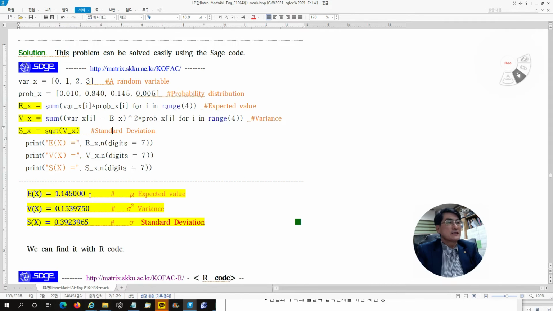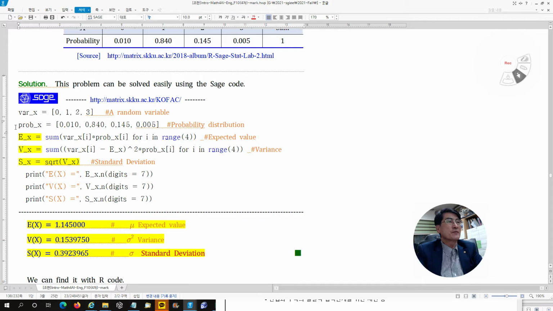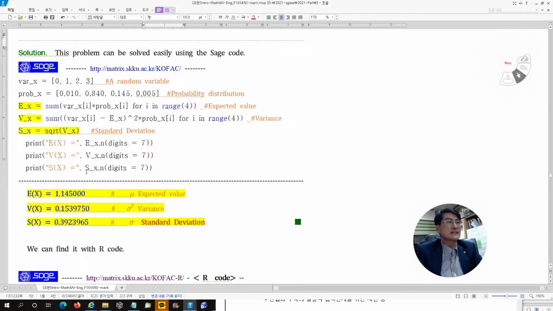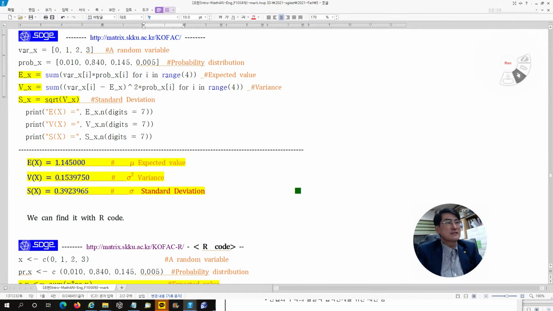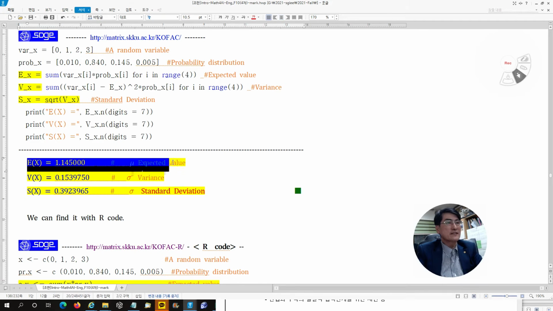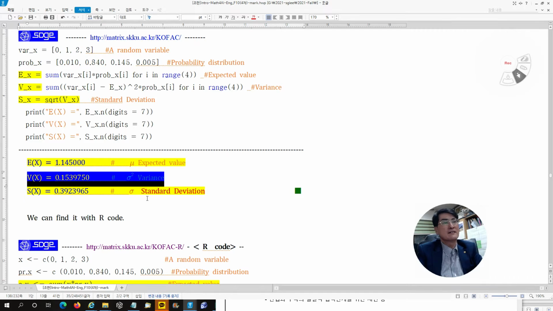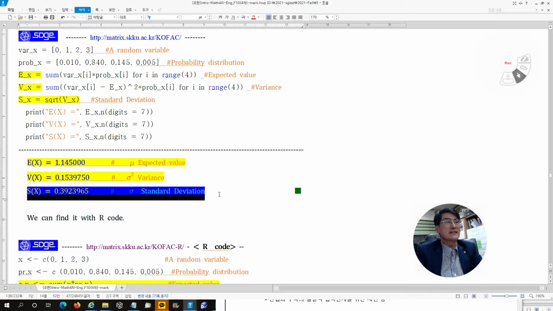So with this code, we have the variables 0, 1, 2, 3, 4, and their probabilities are given like this, so we listed them. Then, if you run it, you will have the expectation mu, the variance V of x or sigma squared, and the standard deviation sigma, like this.